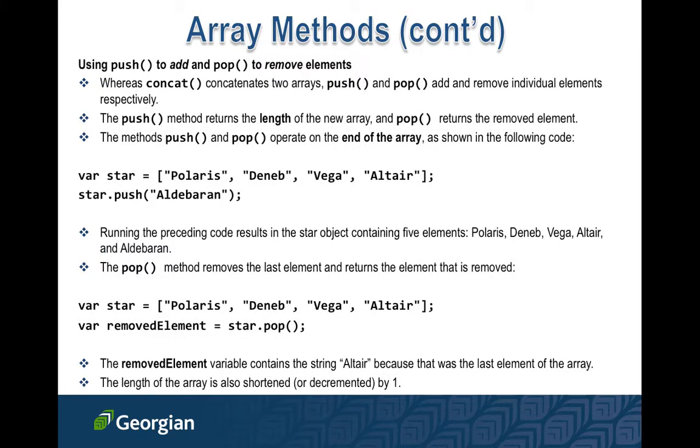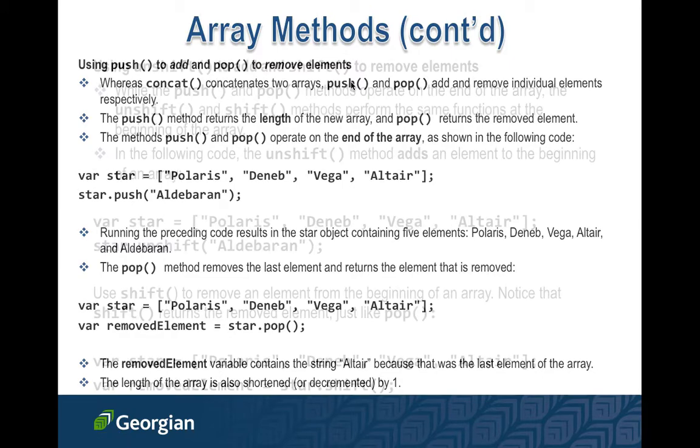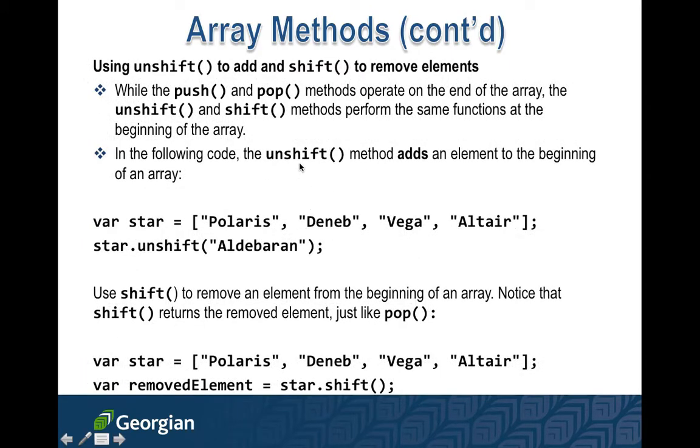Push adds and pop removes elements, from the end of the array. There are also a couple of other methods, unshift, which adds, and shift, which removes, elements respectively at the start of the array. So you can control where you add or remove stuff from the array.